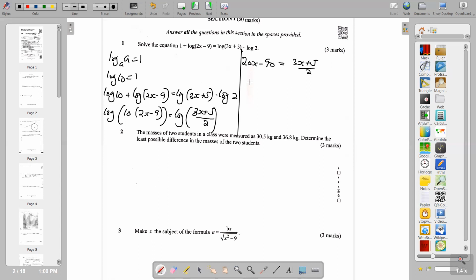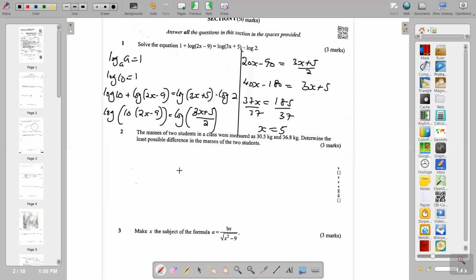You multiply through by 2, you're going to have 40x minus 180 is equal to 3x plus 5. So you collect the like terms, so that will be 7x is equal to 185. You divide through by that 7, you're going to get x as 5.